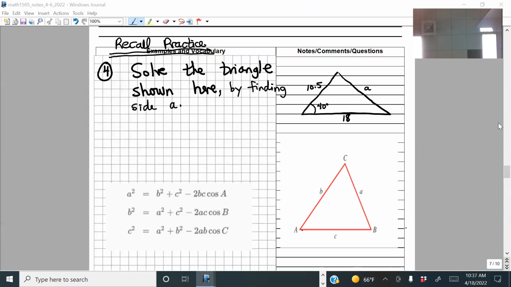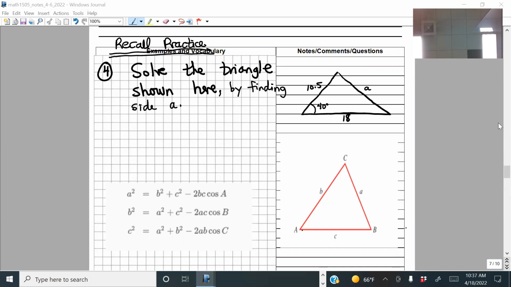So there you have a triangle that's drawn. It's got a couple of sides. One of them has length 10.5. One of them has length 18. And the angle between those is 40 degrees. And you want to find the length of that side a in that picture. So what's the other length in that triangle?